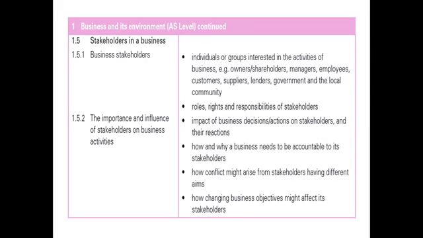Okay. Before going for the hardcore content, I would want you to be aware that as per the Cambridge AS Level syllabus, 1.5, which is a part of Unit 1, is stakeholders in a business. Under this, you will be studying business stakeholders. Who are the business stakeholders? The individuals or groups interested in the activities of the business. Examples are the owners, shareholders, managers, employees, customers, suppliers, lenders, government, and the local community.